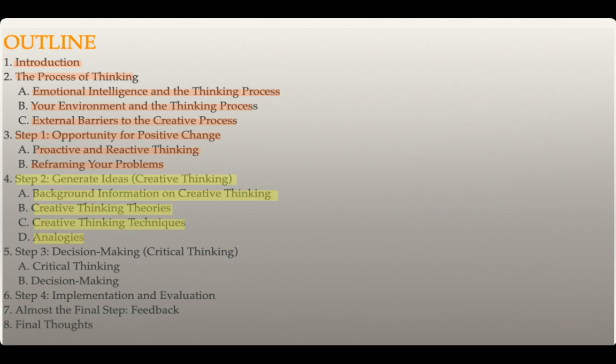And in this lecture, we'll discuss the following. Decision making, which is step 3, also known as critical thinking. We will get into the details of critical thinking and decision making, and then we'll talk about step 4, which is implementation and evaluation. In other words, putting it into practice. We'll also talk about what's referred to as almost the final step, or feedback, which is the last step in the thinking process stages, and then we'll have some final thoughts.